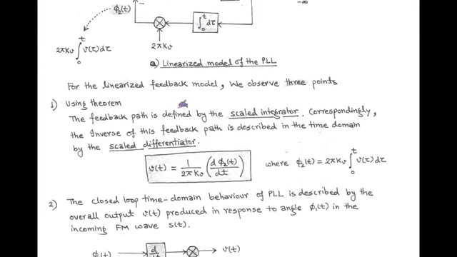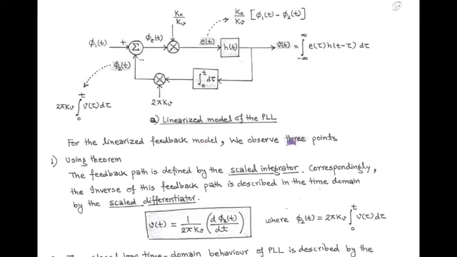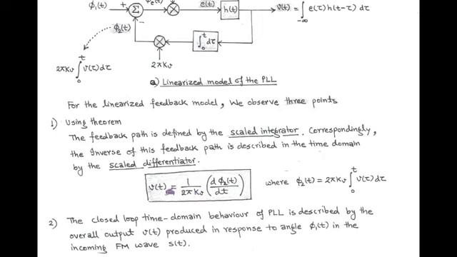So, for the linearized feedback model, we observe 3 points. First point is, the feedback path is a scaled integrator, and according to the theorem, the inverse of this feedback path is described by the scaled differentiator, that is in time domain. So the approximate output Vt is equal to 1 upon 2 pi kV into d phi 2 upon dt, where phi 2 is equal to 2 pi kV integration of V tau d tau. So the feedback path gets inverted and we have differentiation of phi 2.